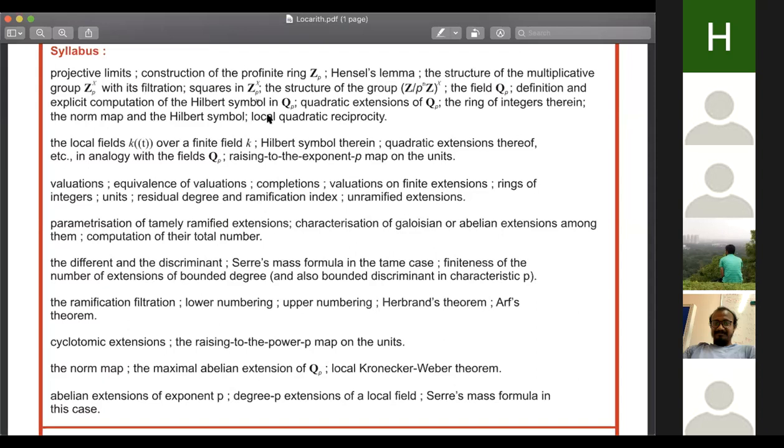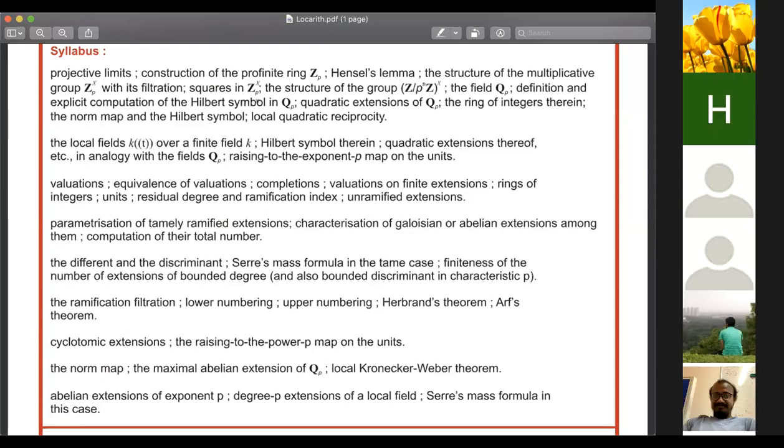Do you all know a little bit of Galois theory? I'm looking at the chat box. Please tell me whether you know Galois theory or not, or you have some idea. Yeah, okay. Yes, sir. There are quite a few yeses over there. That's very good. This is the amount of background which is required for this course.